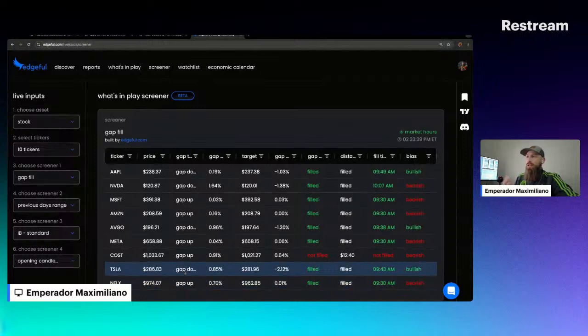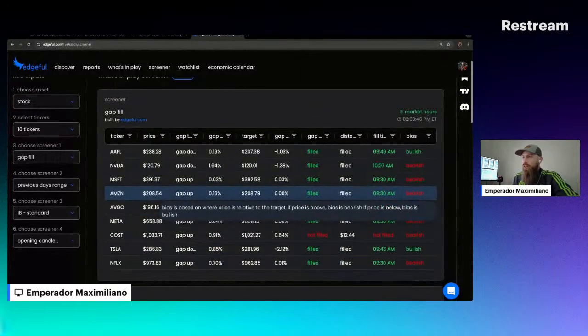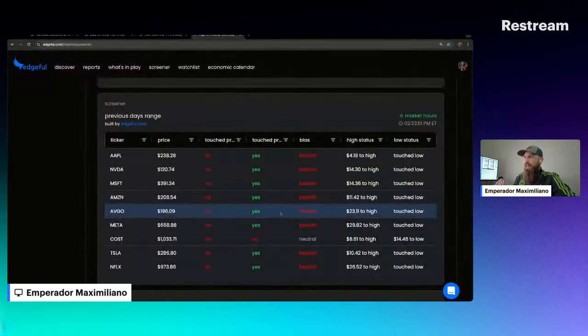Now I'm going to look at this and see, okay, pretty much all of them filled the gap, but I've got a mixed bag over here. Goes with the theme, right? But maybe you guys are catching on to this already. How many touched previous day's high and low? 9 out of 10. I can already see touched previous day's low, and there are 9 out of 10 bearish.